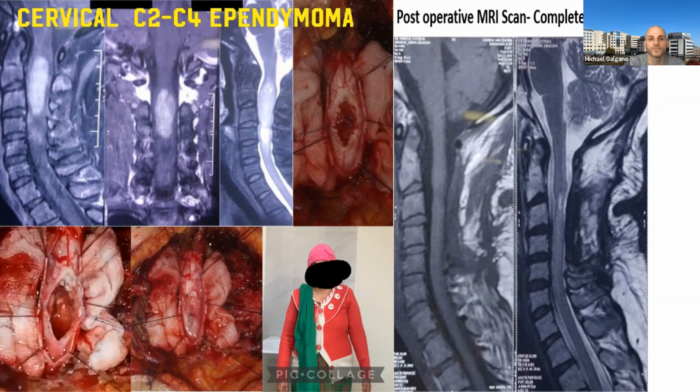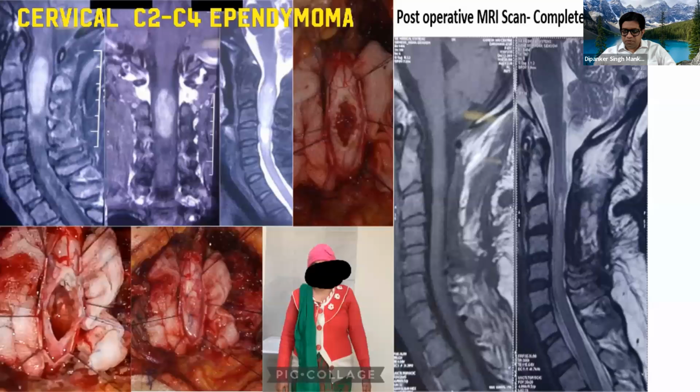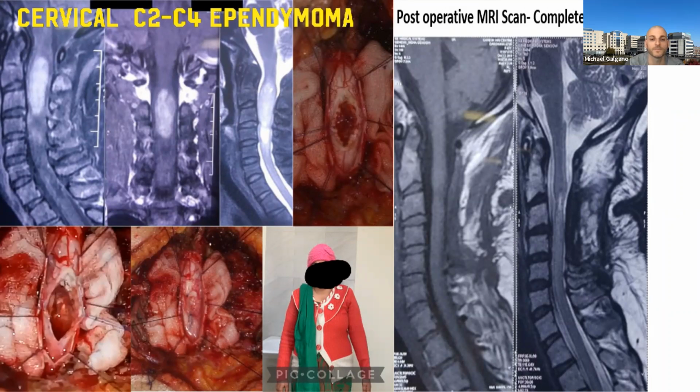Now, is that specific just for ependymomas? How would you take out a hemangioblastoma? Would you take that out en bloc if it was the same size as this? Exactly. Hemangioblastoma has to be taken en bloc. It cannot be taken by pieces and bits. I never take it out in pieces. My plan is always to take it out completely in a single block. Yes. Shall I continue? Yes, please.